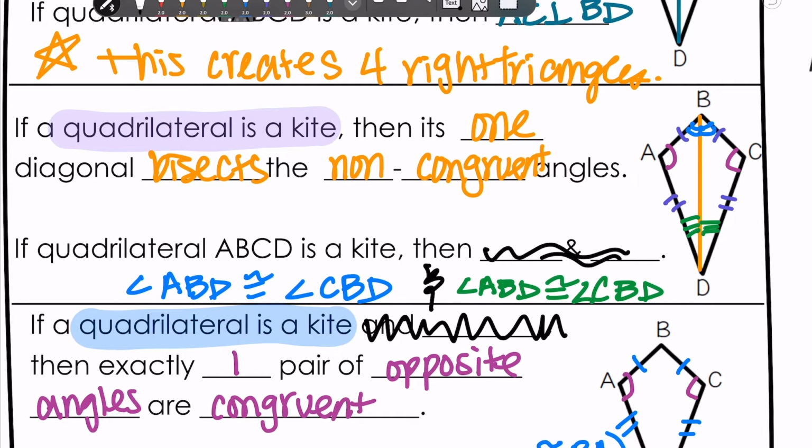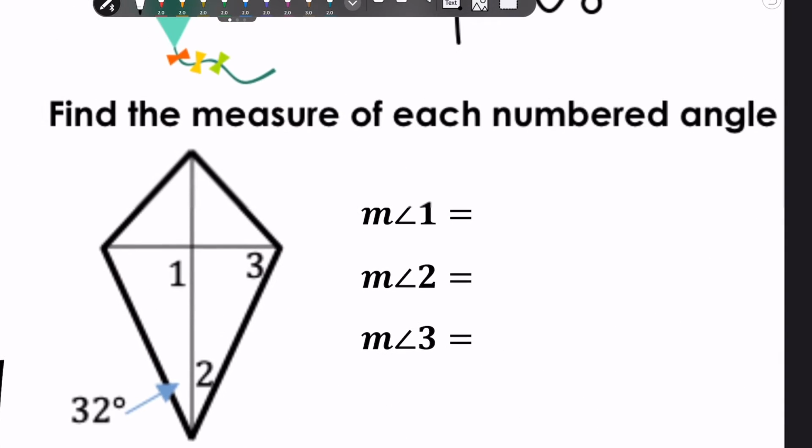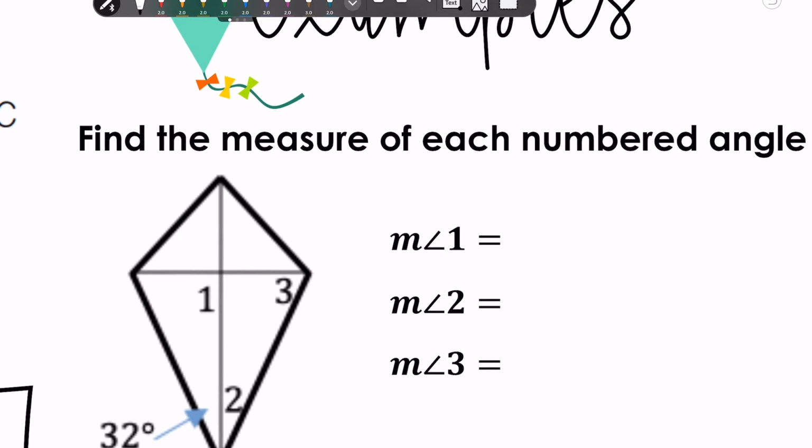All right, now that we have these theorems, we can work on some examples. Find the measure of each numbered angle. Well, the first thing that we're going to use is that angle 1 right here is perpendicular. And we know that from our theorem that the diagonals are perpendicular.